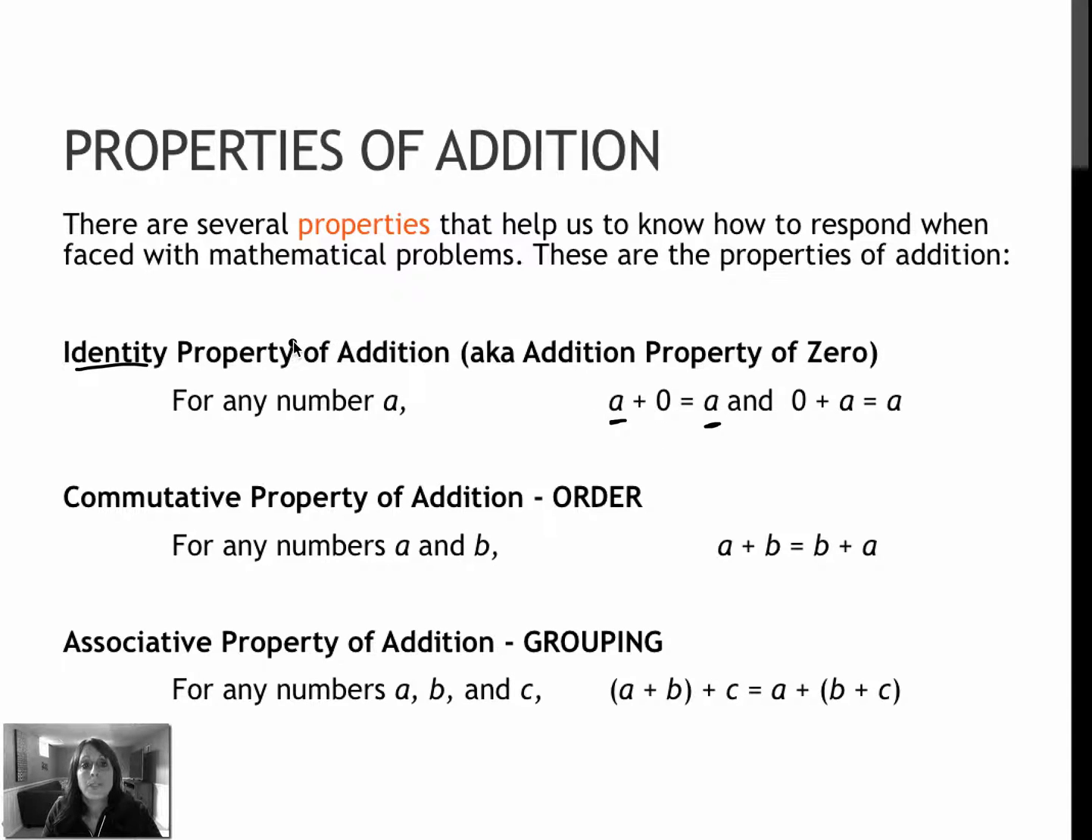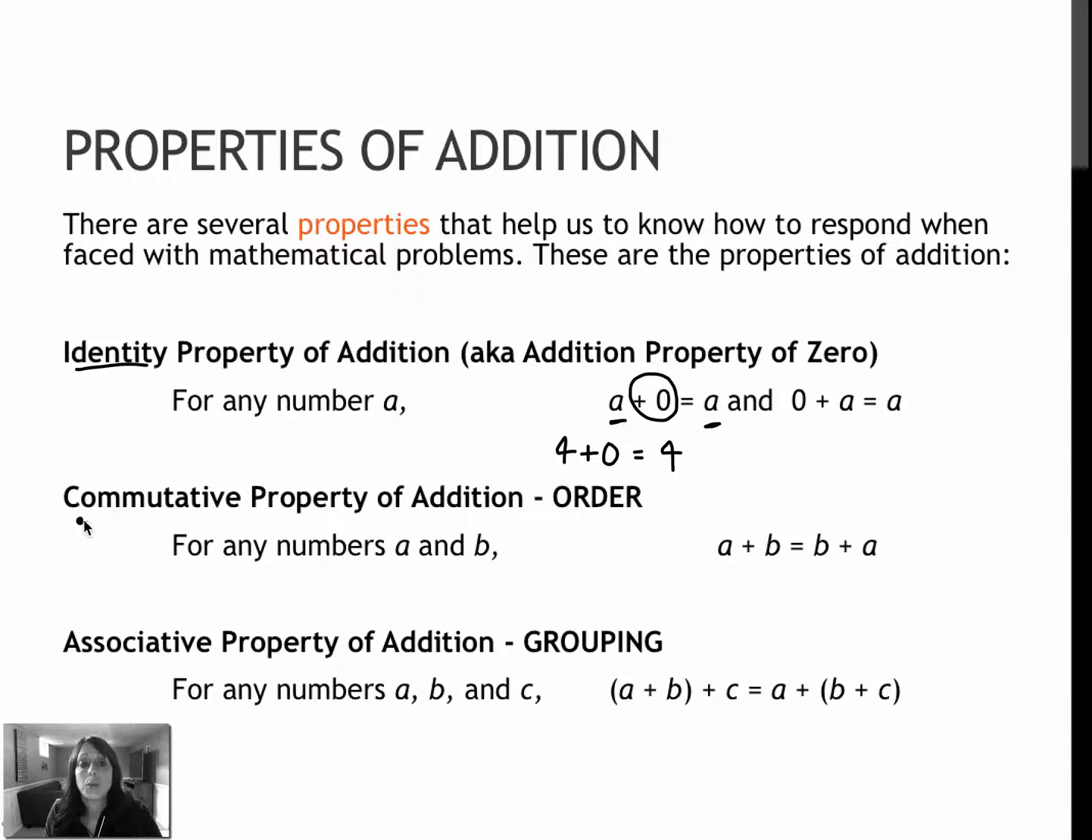So here, the identity property of addition, or addition property of 0, is that if I add 0 to a value, I end up with that same value. And again, it doesn't matter the order that I add the 0, 0 plus a or a plus 0. Either way, a is my final answer. So using an actual number, if I had 4 plus 0, I would end up at 4. That's called the identity property of addition.